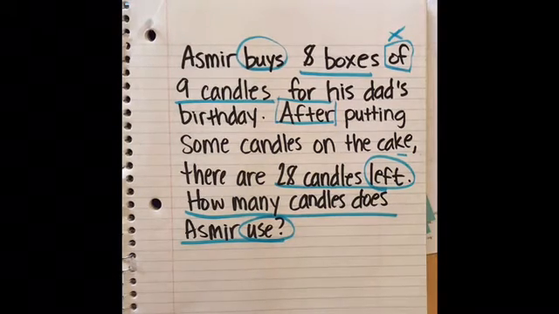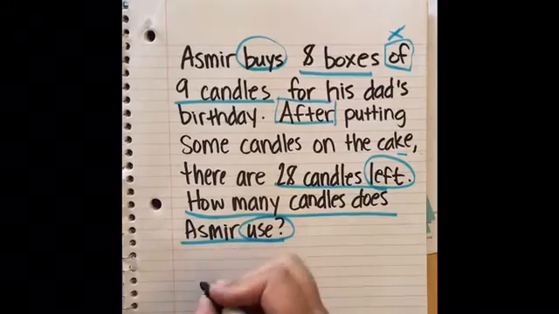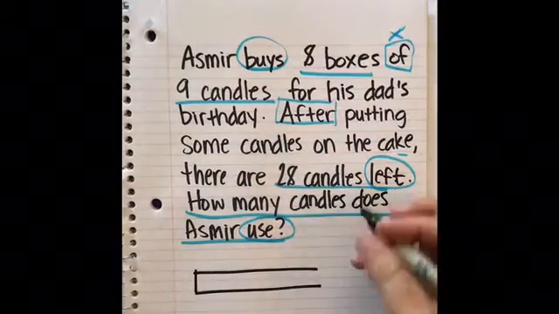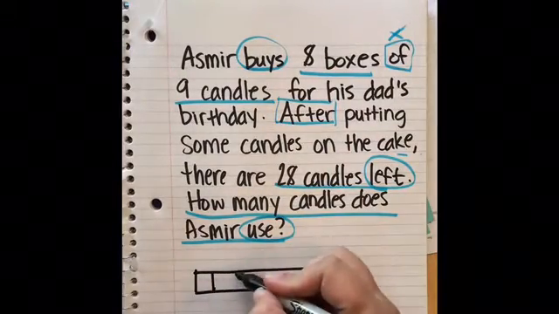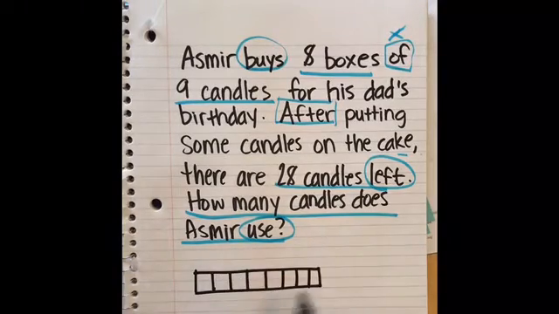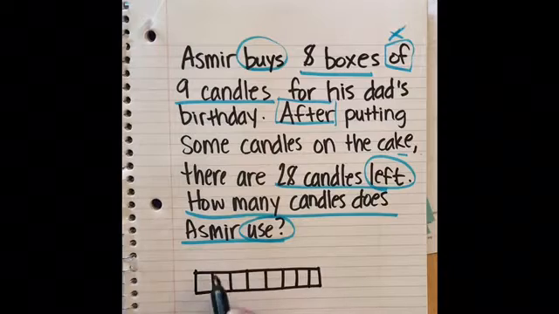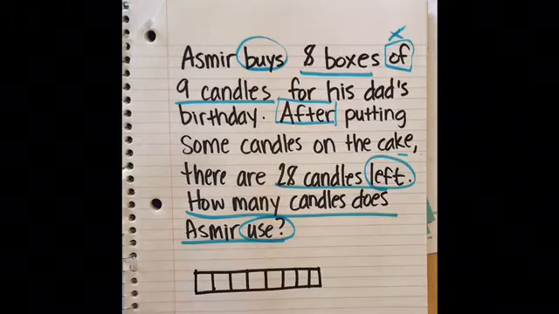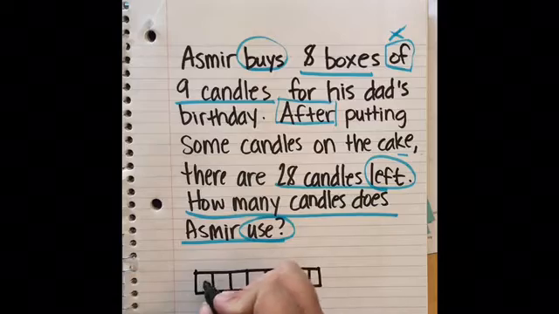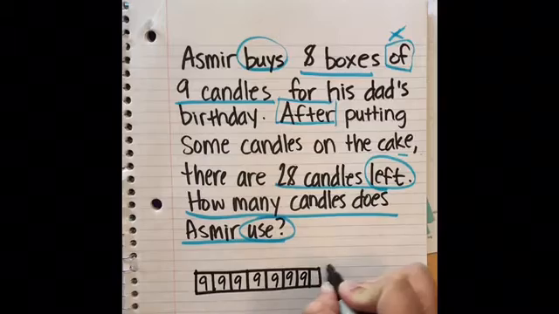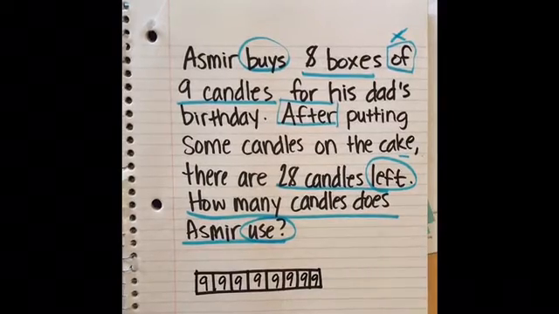If I was doing this, I would do a tape diagram because that's the easiest for me. He's got 8 boxes of 9 candles. So 1, 2, 3, 4, 5, 6, 7. So if you draw your rectangle ahead of time, you draw one less line than the amount of groups that you need. That is Mason Wilson's trick. All right, Asmir buys 8 boxes of 9 candles. So 1, 2, 3, 4, 5, 6, 7, 8 boxes of 9.